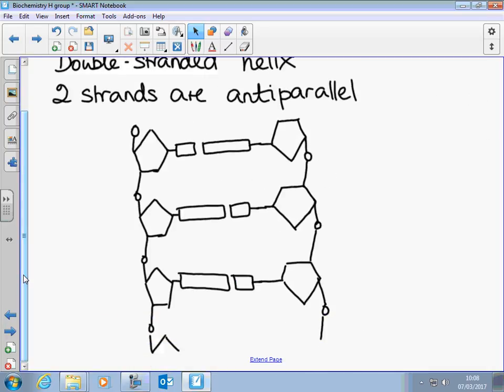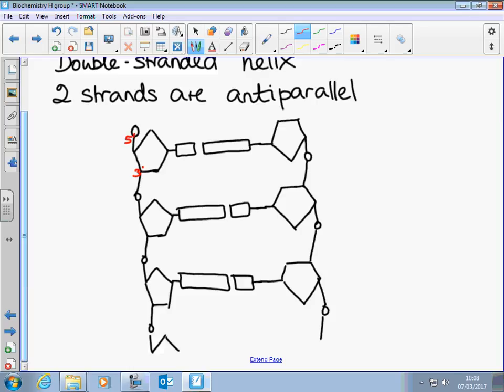Now, if we try and identify where the carbons are on here, the two really important carbons are 3 and 5. They're the ones that join up. They're the ones that form the backbone. We have number 3 here and number 5 there. But, of course, we've got to be precise. We've got to say 3' and 5', because these have got carbons of their own as well.